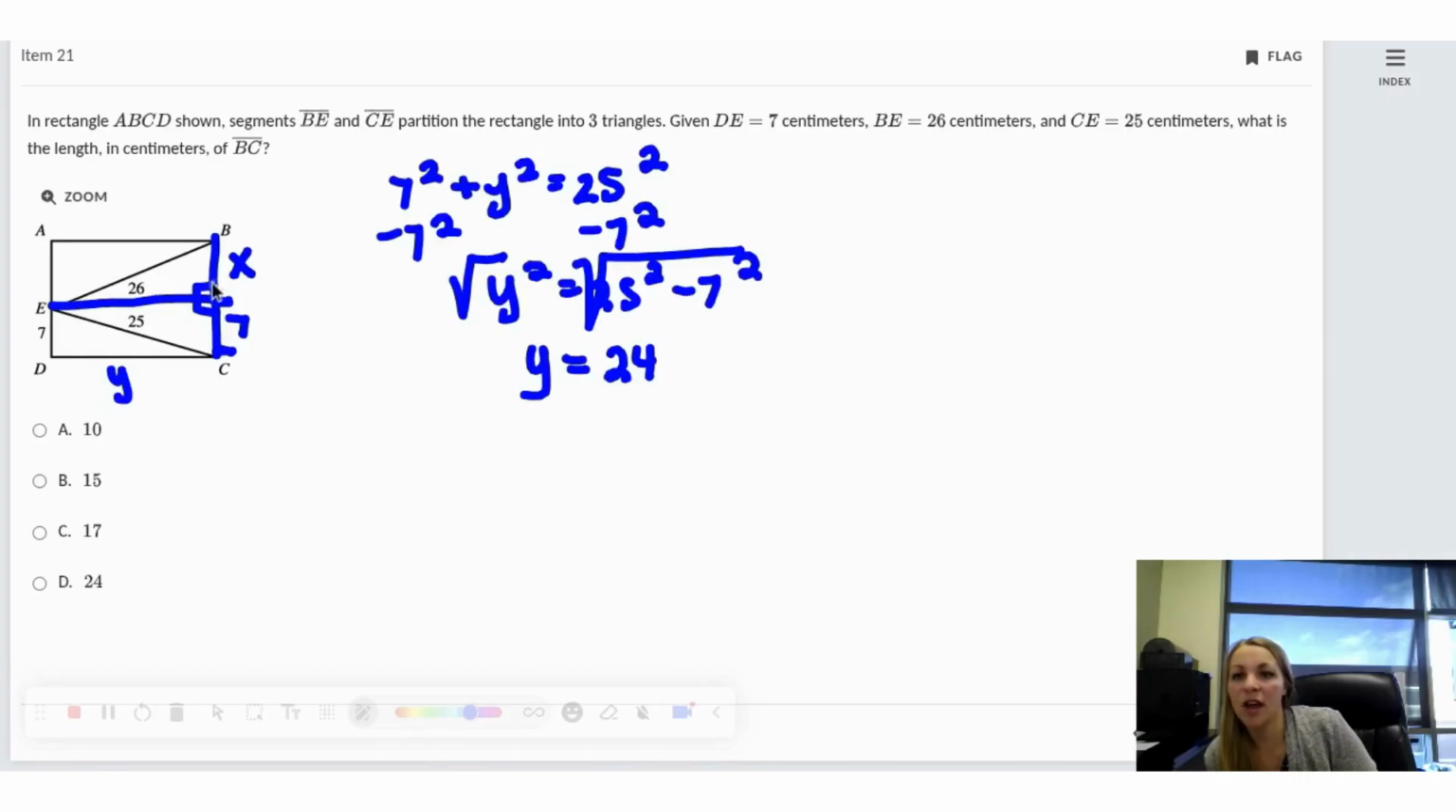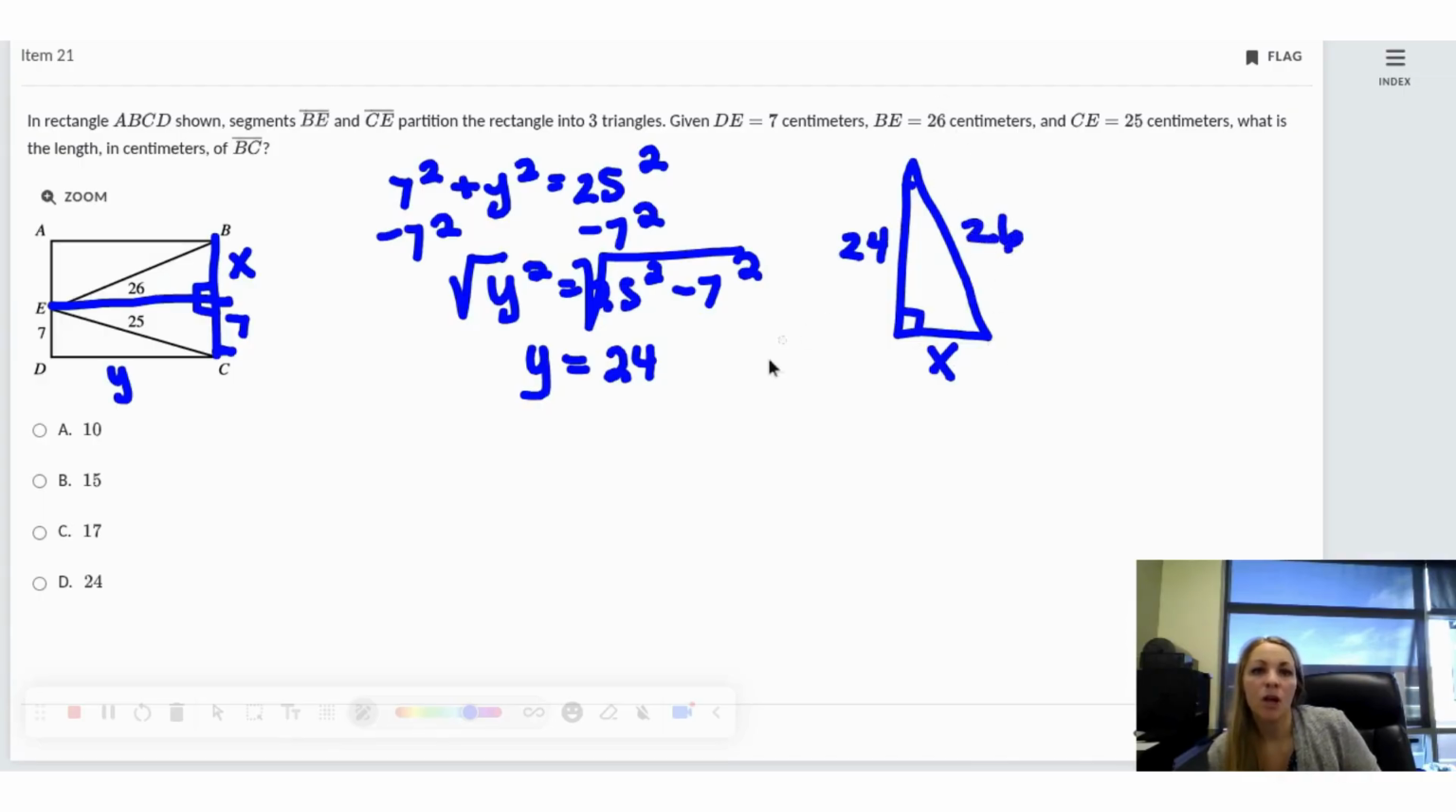I'm going to tip this triangle on its side for us. So we have this right here. So we know that this is 24. We're trying to figure out this, and we know the hypotenuse given from the problem is 26. So I'm going to do another Pythagorean theorem problem. 24 squared plus x squared equals 26 squared.